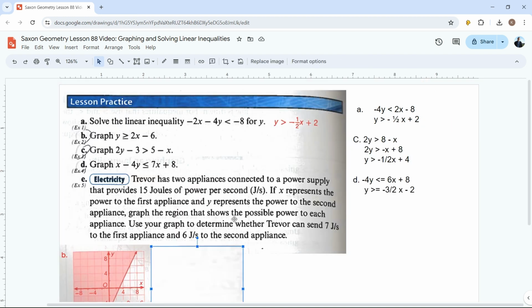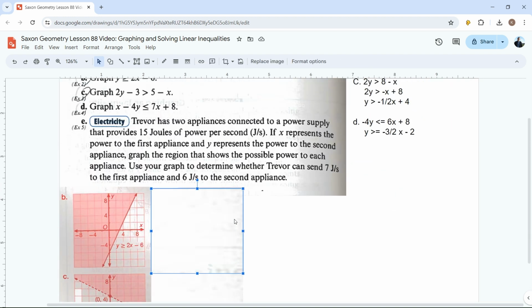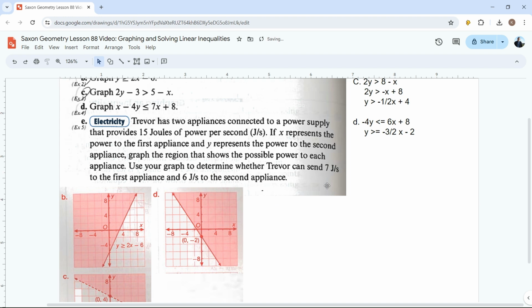And let's look at how this line is graphed so we can just verify that we did it right. Notice that it crosses the y-axis at negative 2. That's the y-intercept. And it should go down 3 over 2, because it's negative 3 over 2.